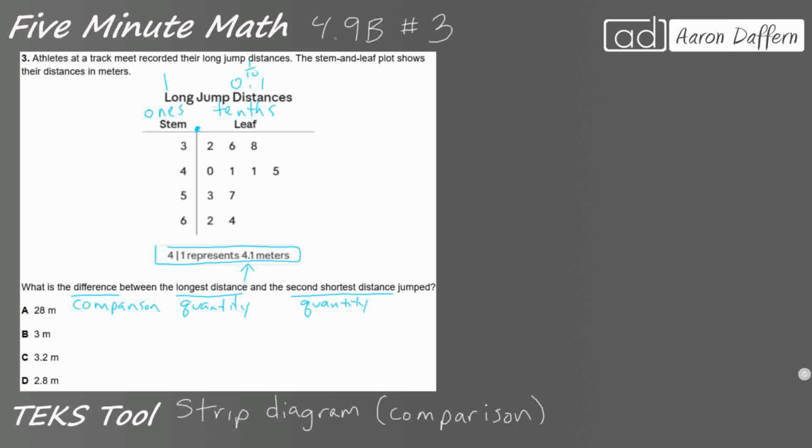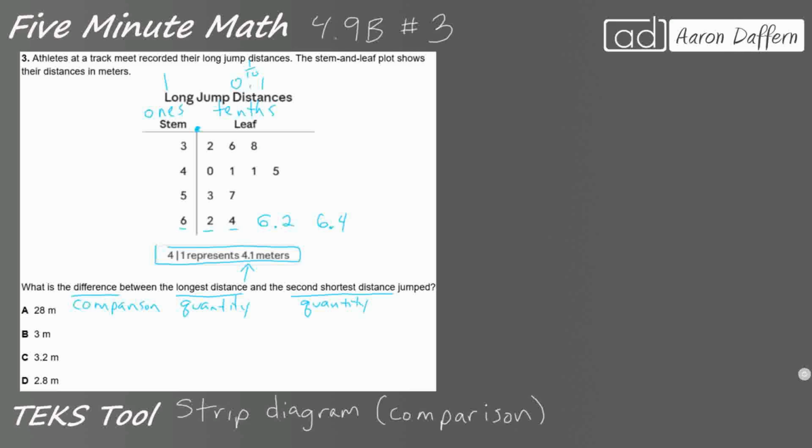All right, so we're going to draw a strip diagram to represent the longest and the second shortest distance, and then we're just going to look for the difference. So let's look at our longest first. When we have this 6 and this 2 and then this 4, this is not 624. The stem gets applied to each leaf. So this equals 6.2. Remember, it's a ones and a tenth, not a 10 and a 1. And then 6.4, or 6 and 4/10.